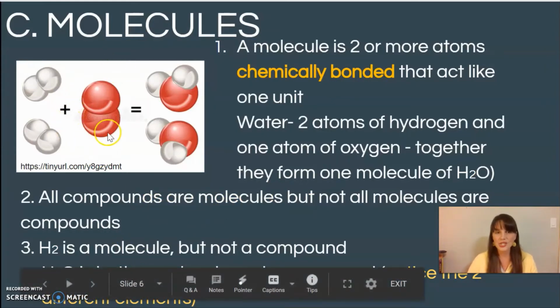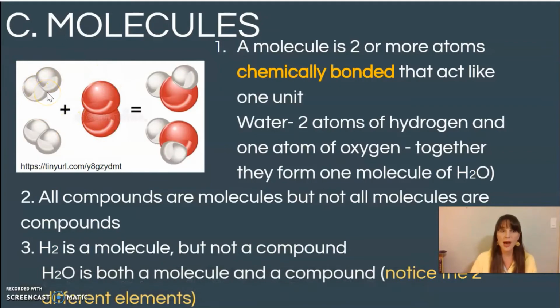So the H2 right here, the white ones, they would be molecules because it is two atoms that are bonded together that are acting as one unit. The O2 is also a molecule. It's acting as one unit. But these are not compounds because there's only one kind of atom. There's only oxygen atoms, only hydrogen atoms. So if it's two that are together that are the same thing, then that's only a molecule.